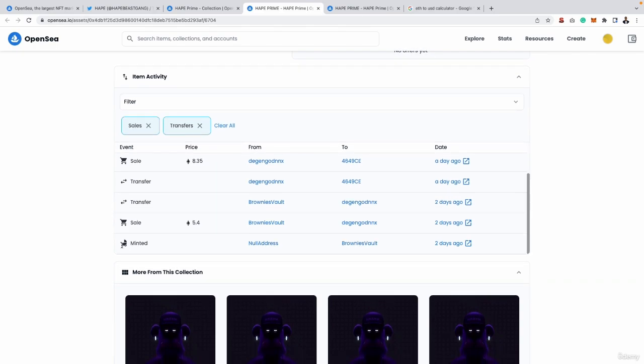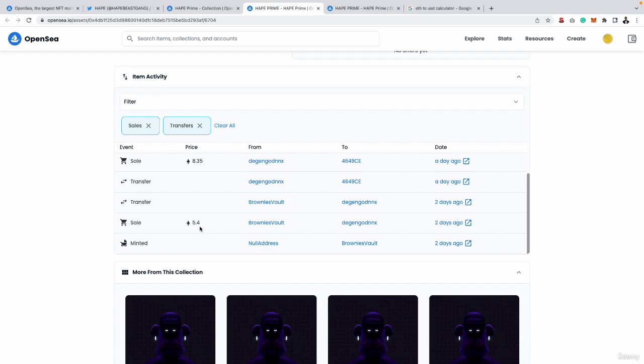So here we have this person who minted it. We have the symbol right here of a baby kind of giving birth to the NFT and bringing it into the real world. So remember, this person would have minted it for 0.2 ETH. It didn't come from anywhere as no one else owned it. It is now on the blockchain and it's owned by this person right here called Brownie's Vault. Brownie's Vault then sold that for 5.4 Ethereum.